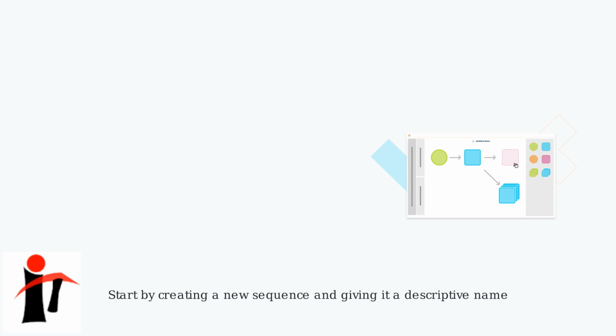Start by creating a new sequence and giving it a descriptive name that reflects its purpose. For example, cold email outreach for tech startups clearly indicates the target audience and goal. Consider the overall goal of your sequence, such as cold emailing to generate initial interest, follow-ups to nurture existing leads, or drip campaigns to maintain engagement over time. This goal will influence how you structure the steps and what content you include.